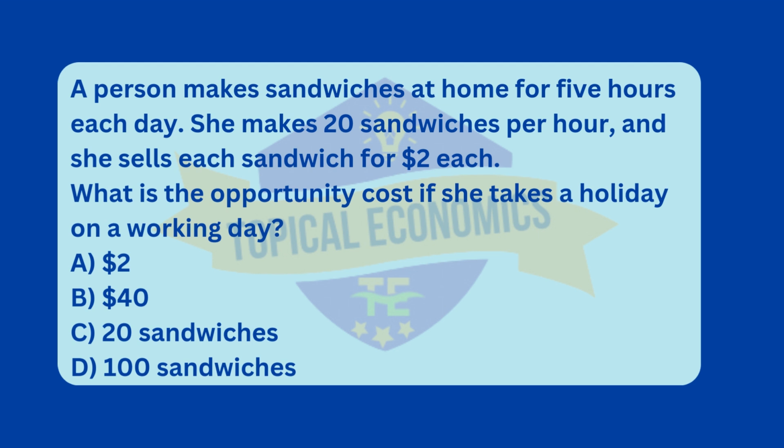In 5 hours, she can make 5 hours times 20 sandwiches per hour equals 100 sandwiches. Now, by taking a holiday, she loses the opportunity to make 100 sandwiches that she could have made if she had worked. Therefore, the opportunity cost of her decision to take a holiday is the 100 sandwiches she would have made and sold.